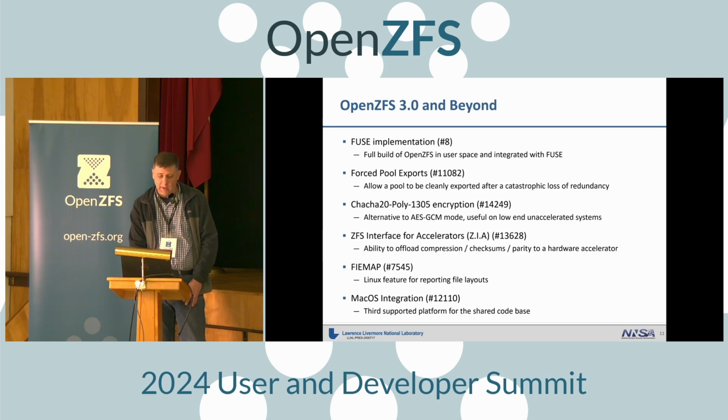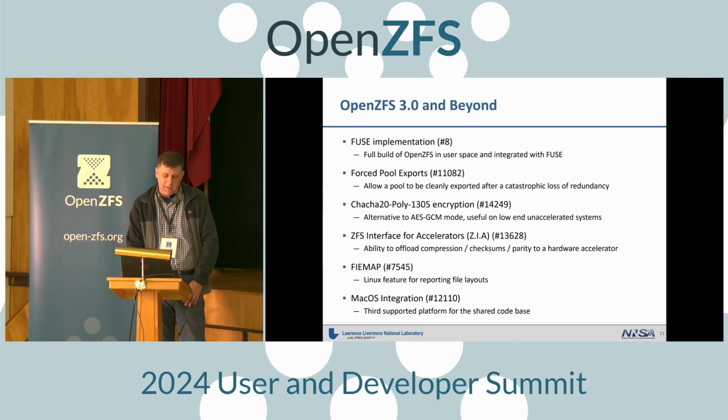There's another PR open for SHA-20 poly encryption, right? This could be used for low-end systems. There's some good work out of LANL also going on for the ability to offload the checksums and compression to a hardware accelerator, right? So that's additional work that's underway. I would love to see it get wrapped up.